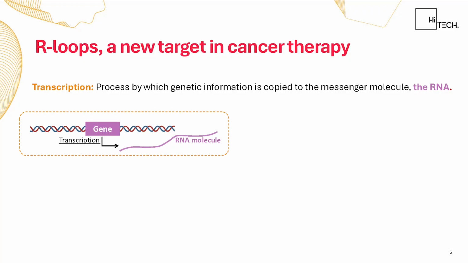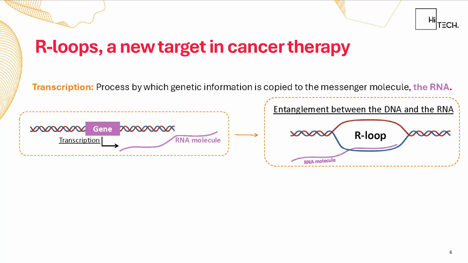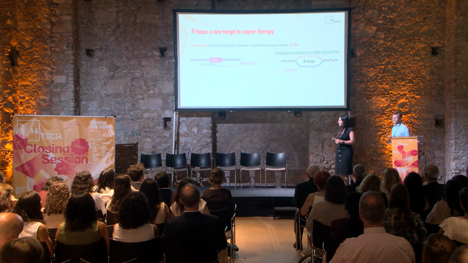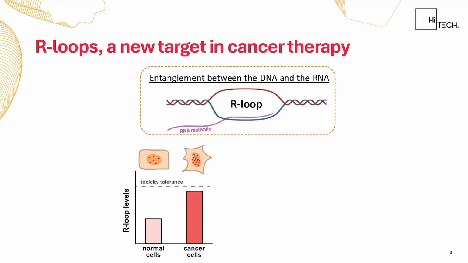As you might remember from your biology classes, our DNA encodes our genetic information in our genes. Our genetic information is then read through a process called transcription, where a new molecule, called the RNA molecule, carries this genetic information. Sometimes the RNA molecule can bind to the DNA of the gene and form a structure, an entanglement, called an R loop. It has been observed that when R loops are elevated in cells, they can sometimes lead to cell death. Importantly, these high R loop levels are usually seen in cancer cells.